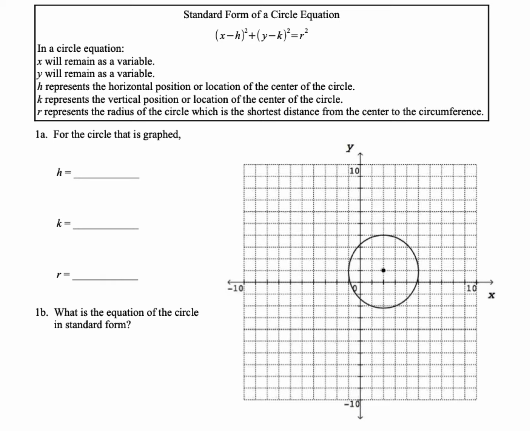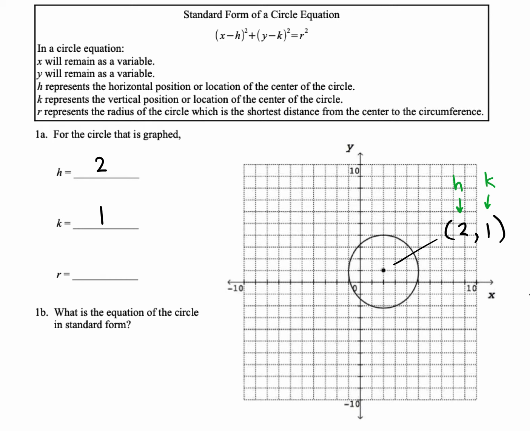We'd like to look at the circle that's graphed and see if we can determine h, k, and r just by looking at it. So h and k represent the coordinates of the center of that circle. If we just identify what the coordinates are, it looks like it's (2, 1) here. In this case, h is going to be the horizontal location of the center, and k will be the vertical location of the center. And that's all we have to put here, is that h is 2 and k is 1.